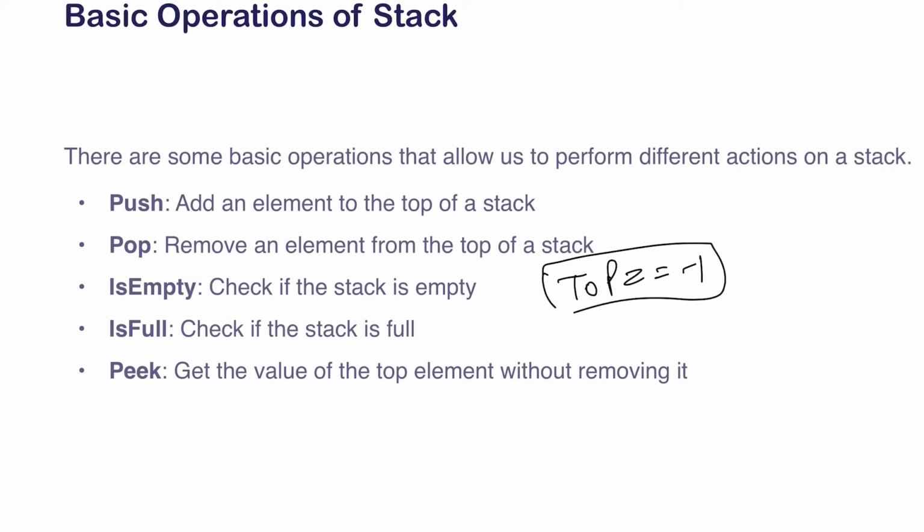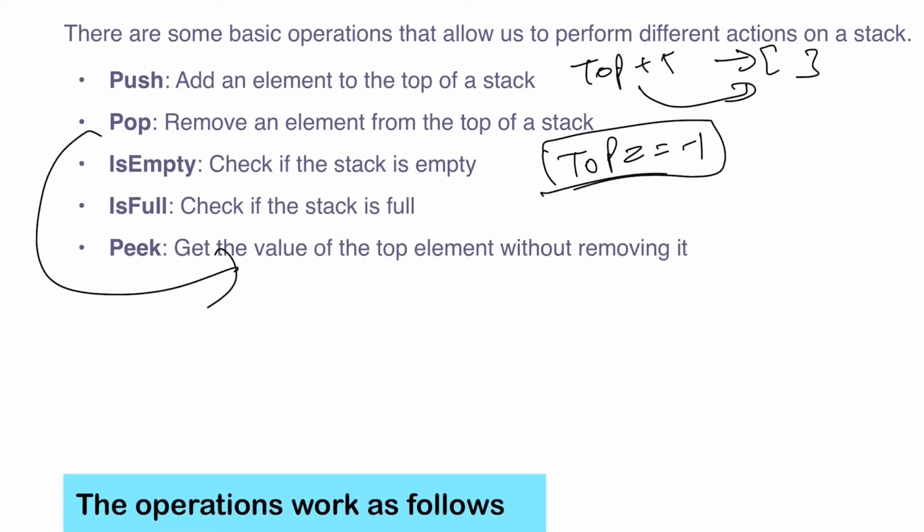So if it is still empty, it is going to be equal to -1 only, and after every push operation, we are going to increment the value of top first, and then push the element at that particular location pointed by top. And when we pop something, we first print the element you want to delete, and then we do top minus minus, and that's the way you pop an element from the stack.